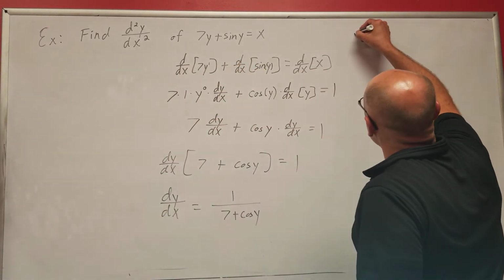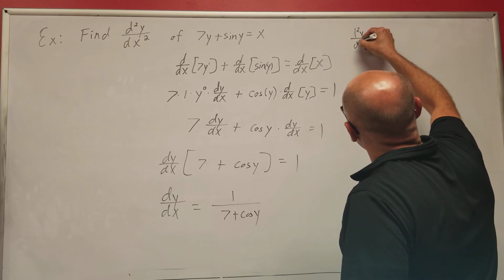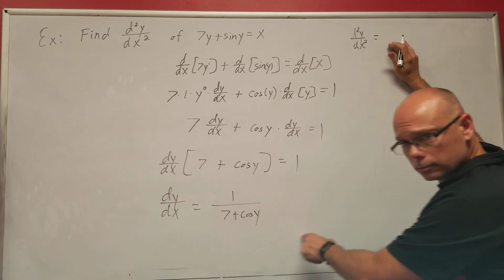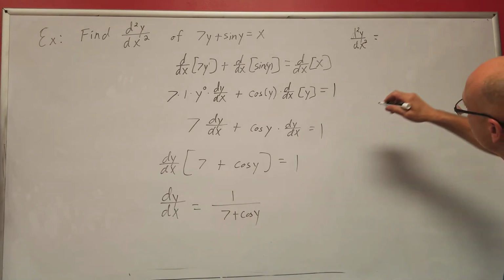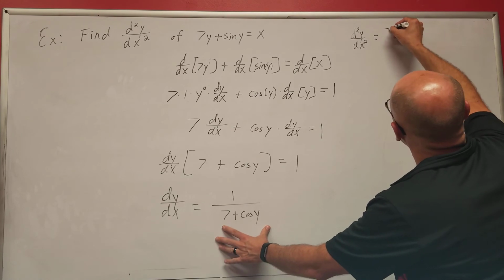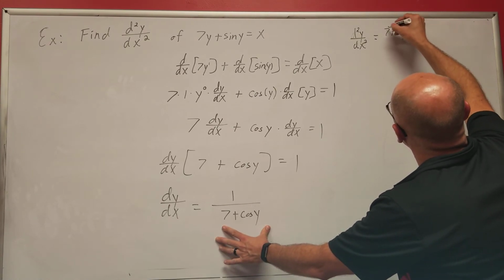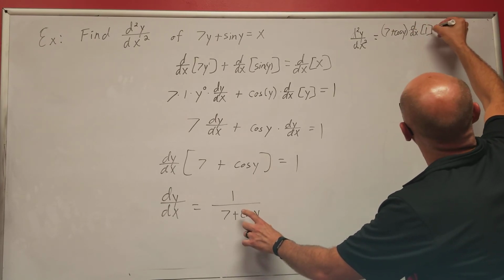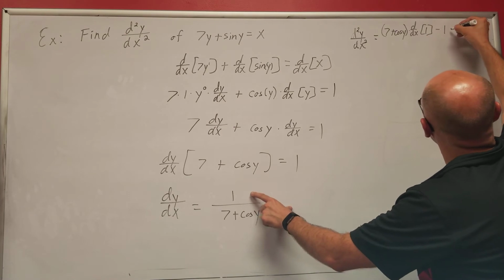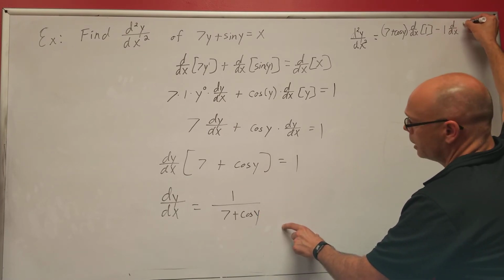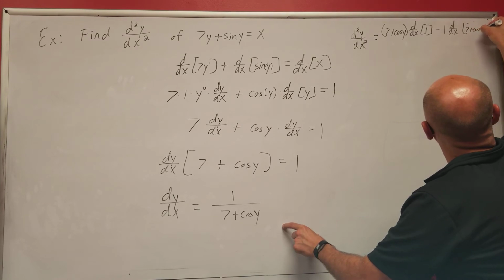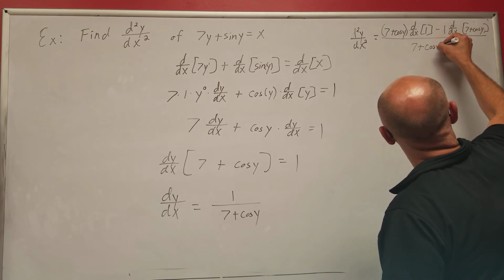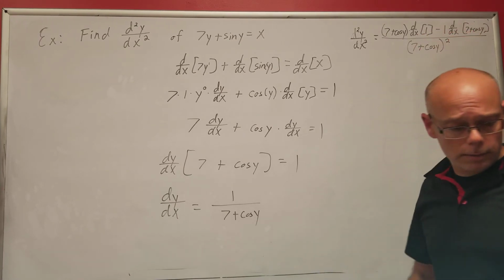The way I denote that is I say the second derivative of y with respect to x is equal to... Now, how do I take the derivative of this side? I can use the quotient rule. What's the quotient rule? Low d high, the derivative of the numerator, minus high, which is 1, d low, the derivative of my denominator, all over low squared, all over (7 plus cosine of y) squared.